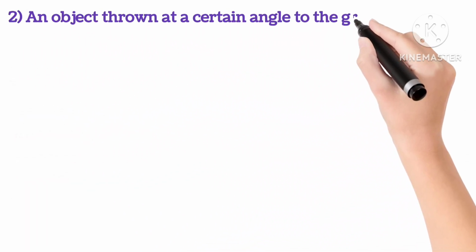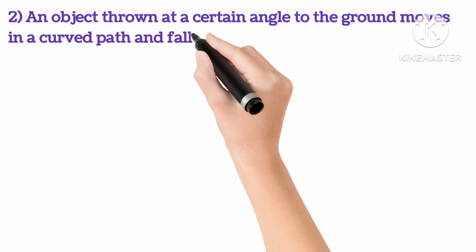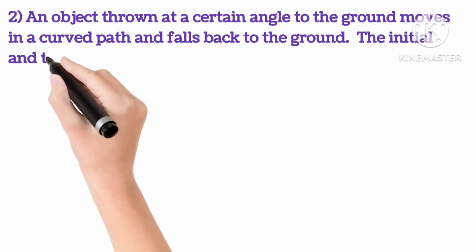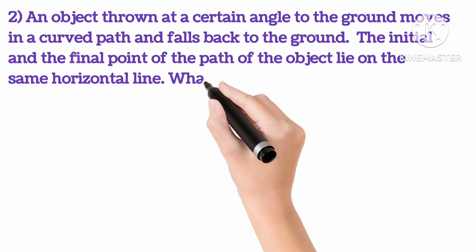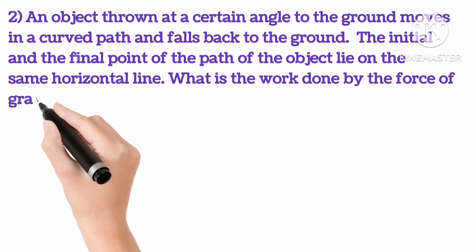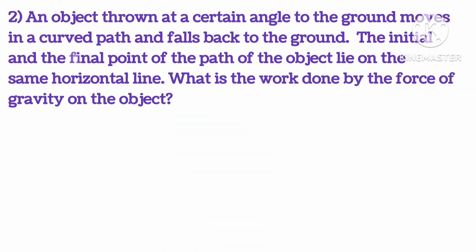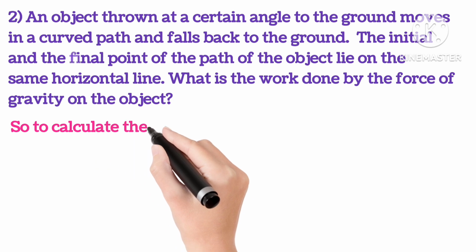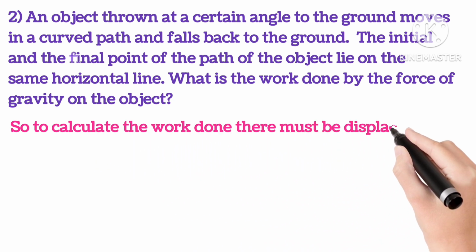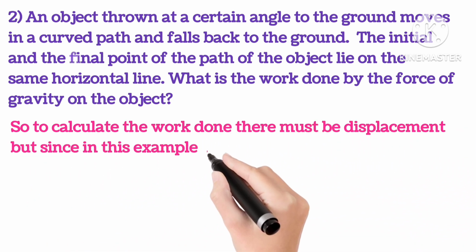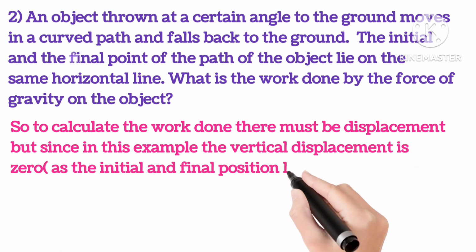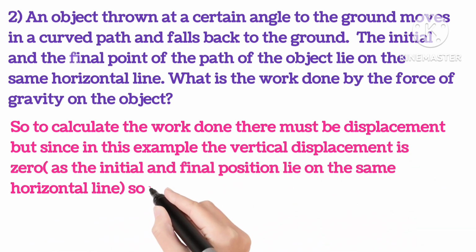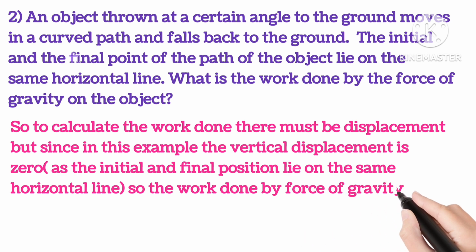An object thrown at a certain angle to the ground moves in a curved path and falls back to the ground. The initial and final point of the path of the object lies on the same horizontal line. What is the work done by the force of gravity on the object? To calculate the work done, there must be displacement, but in this example the vertical displacement is 0, as the initial and final positions lie on the same horizontal line. So the work done by the force of gravity is 0 here.